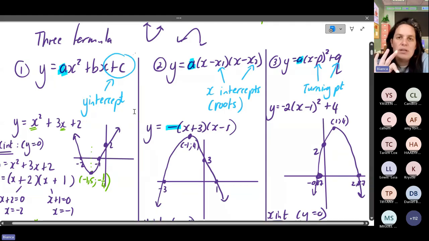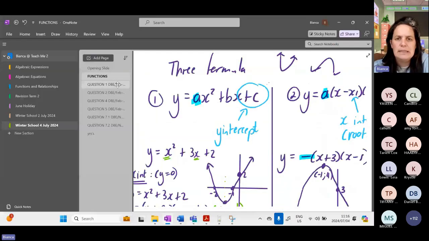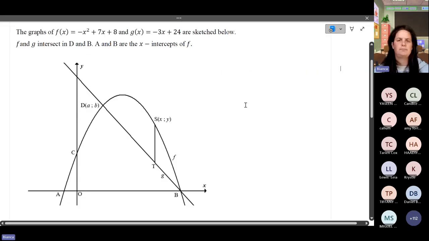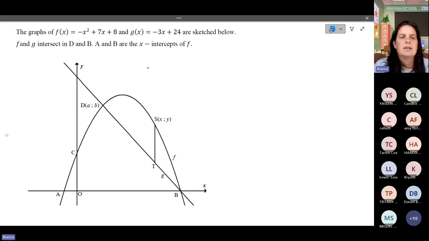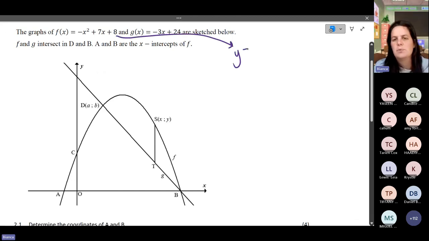So remember, you have to have three things on your sketch. Now, the work that I gave you, you didn't have to do anything like that, but you did need the information. So if you look at this question, all right, this formula over here, okay, is this formula that we spoke about, y equals ax squared plus bx plus c. Okay, they have given you the y-intercept.